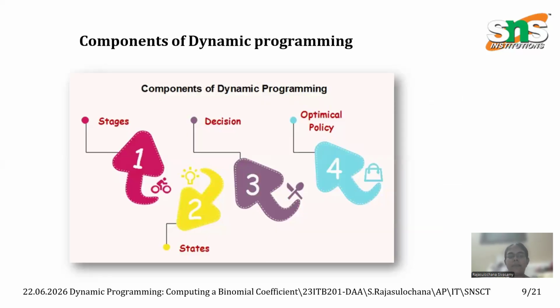Here are the components of dynamic programming. It is solved in various stages. It involves various stages before finding a solution, and there are various states involved. And it takes a decision to find the optimal policy.